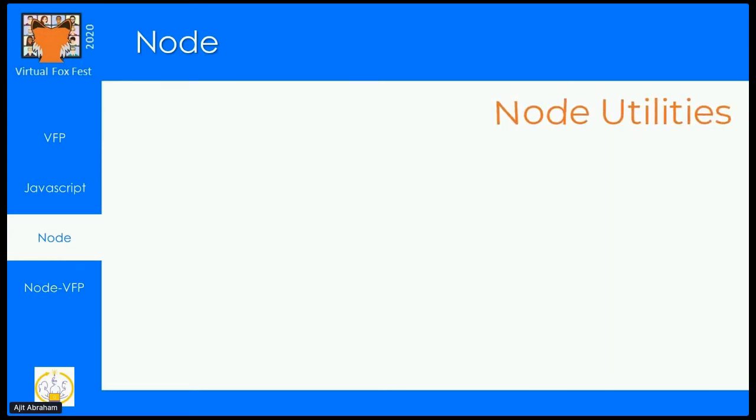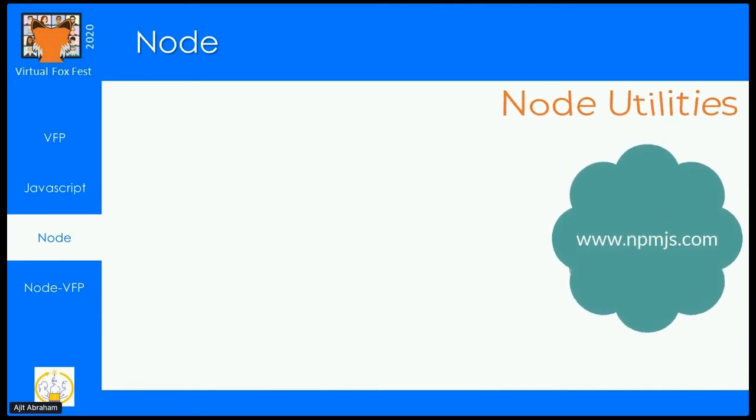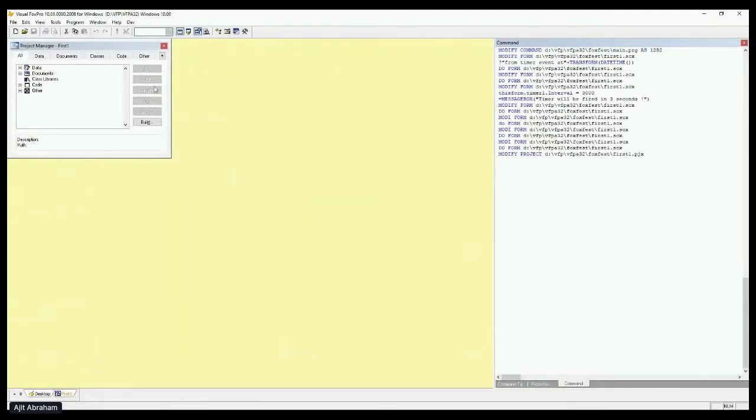The Node.js community usually uploads their utilities or packages, as they are called, to a site called npmjs.com. There are more than 1 million packages available at this site. Before we see how to download packages from npm, let's touch upon one more topic.